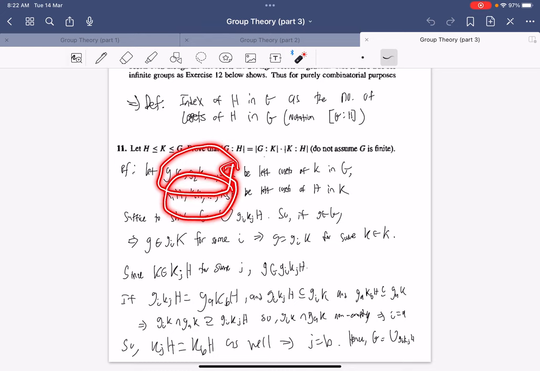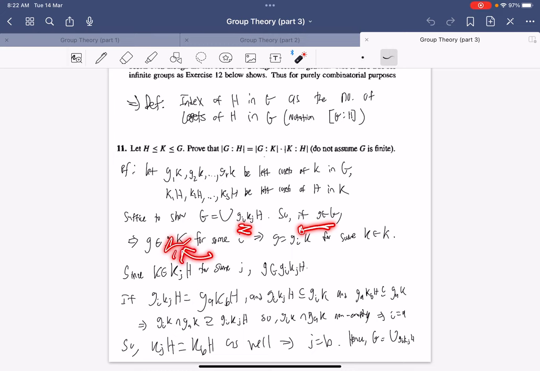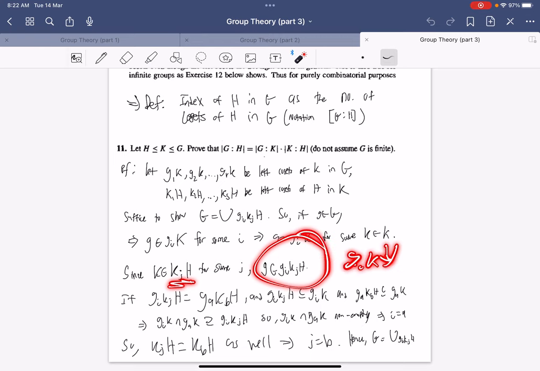What you just want to show is that the sets g_i k_j H form the cosets of H in G. If g is an element of G, then g is an element of g_i K, and so g equals g_i k for some k in K. And because this k must be an element of k_j H for some j, it means that g must be an element of g_i k_j H. So you know that g is in the union.